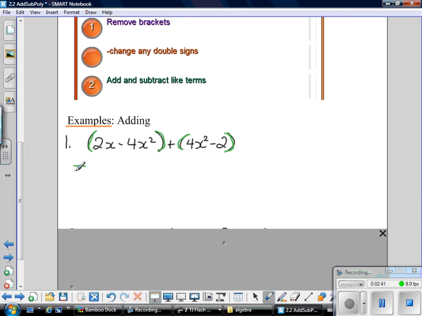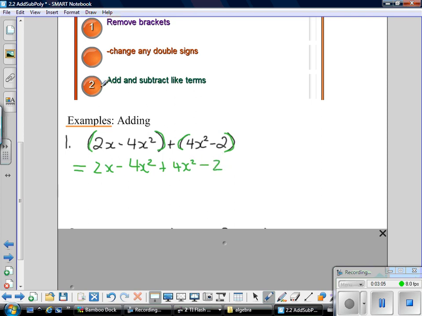So when I remove the bracket from the first one, I end up with a 2x minus a 4x squared. And when I take off the second one, I don't have any double signs here, so I'm lucky. So I have a positive 4x squared, and I have a negative 2.